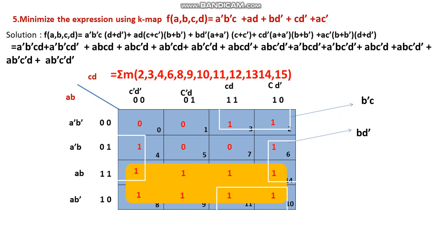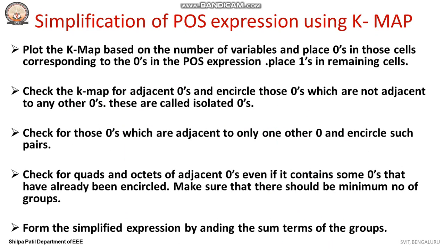Okay, right? And we will write an expression for each group, right? Then that is your simplified expression for the given problem, right? Okay, so this is how we are solving a SOP expression using a K-map, right? Then we will move on to simplification of a POS expression using K-map, right?